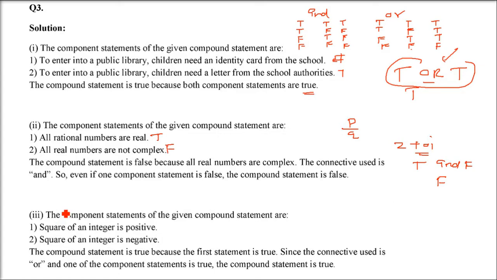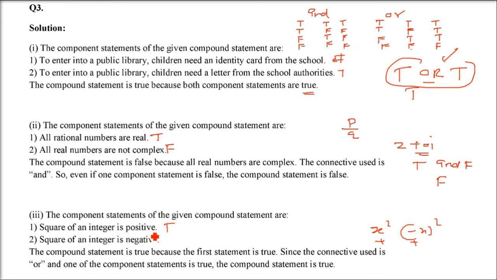Coming to the third one: the square of an integer is positive or negative. So now you can just make them component statements. The square of an integer is positive; the square of an integer is negative. The first one is true. You take any number, x squared or minus x squared, it is going to be positive only. So the first is true. But the second one, the square of an integer is negative, what does it mean?